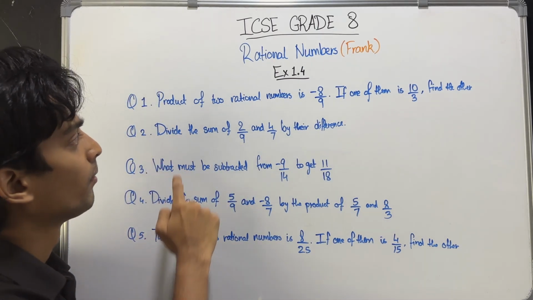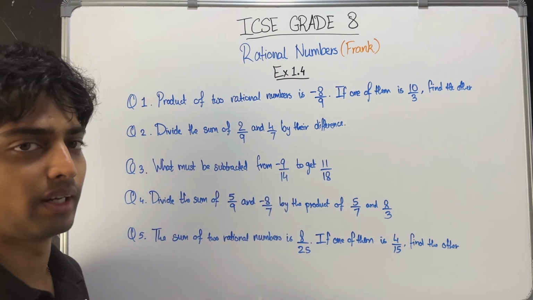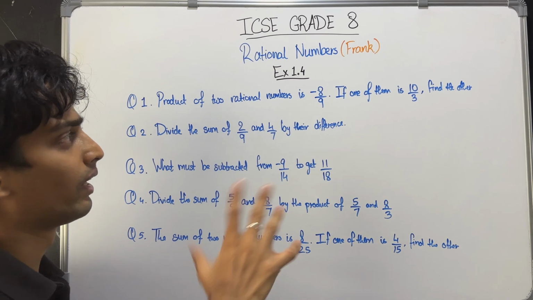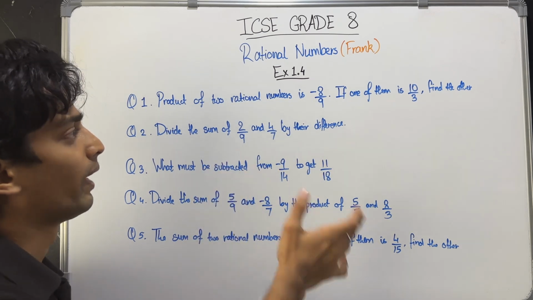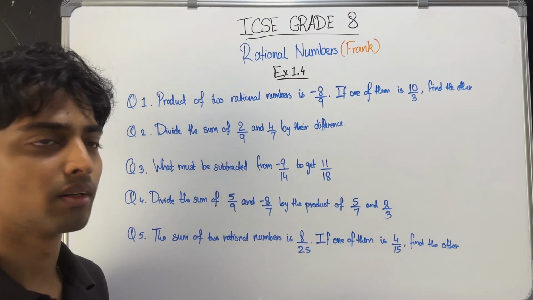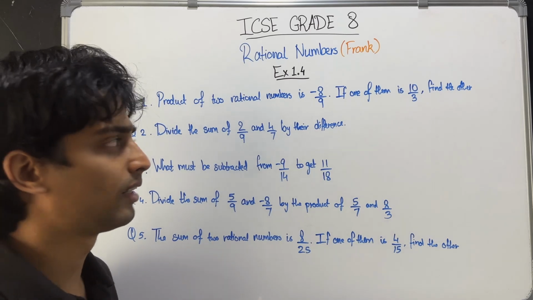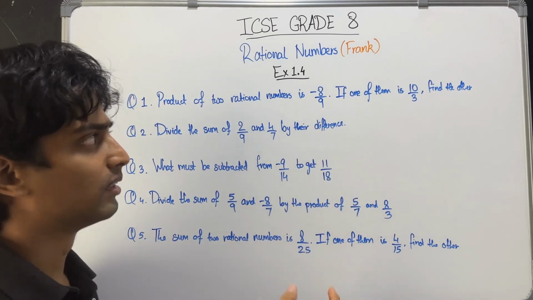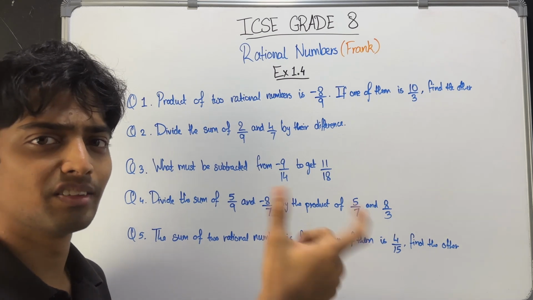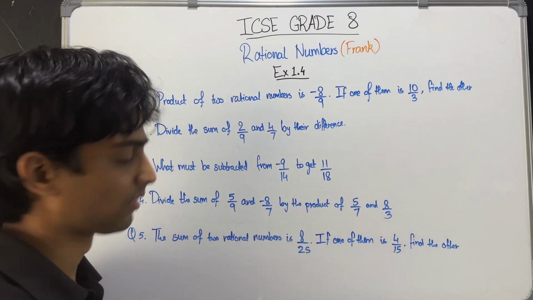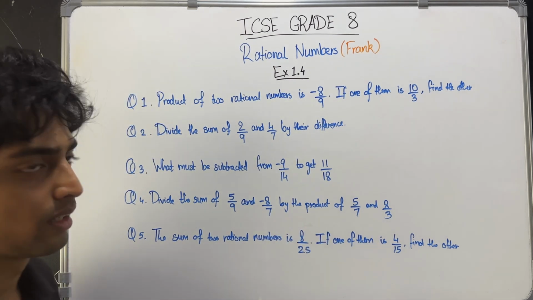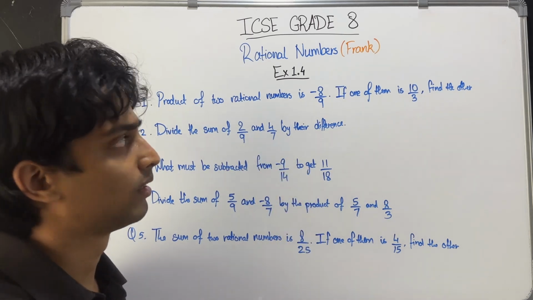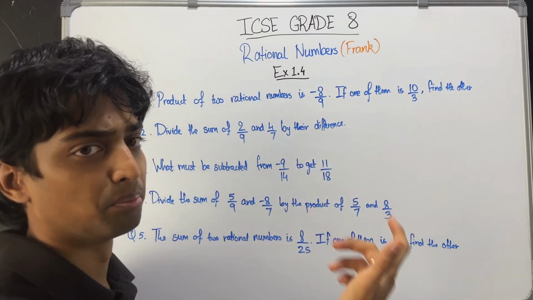First one, the product of two rational numbers is minus 8 by 9. If one of them is 10 by 3, find the other. Now when you get confused whether to divide or multiply, add or subtract in word problems, use this trick. Just replace these complex numbers like fractions and decimals with very simple numbers. So let's try this. Just write with a pink pen. This is not the actual solving, we are just assuming. Let's replace them with simple numbers.